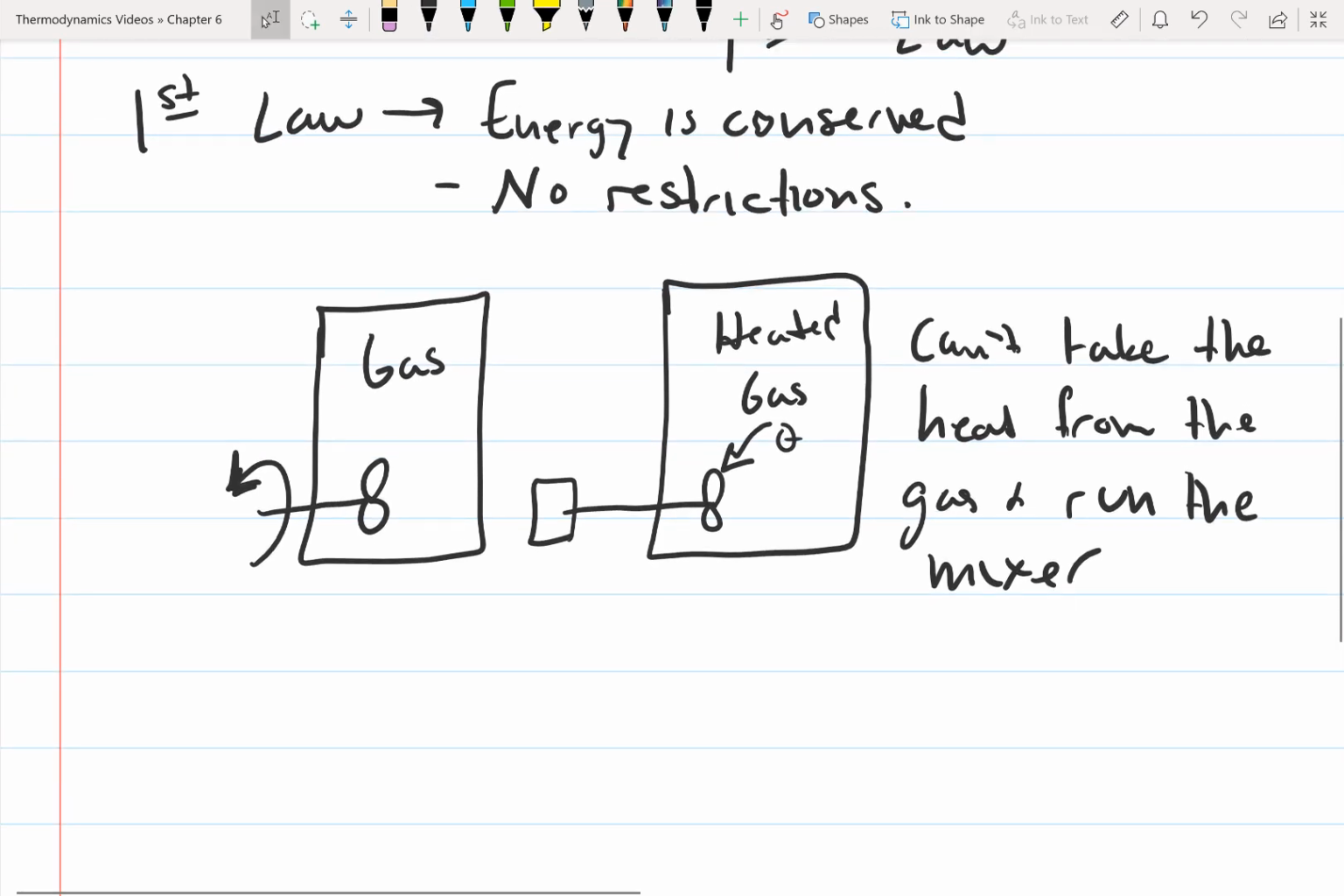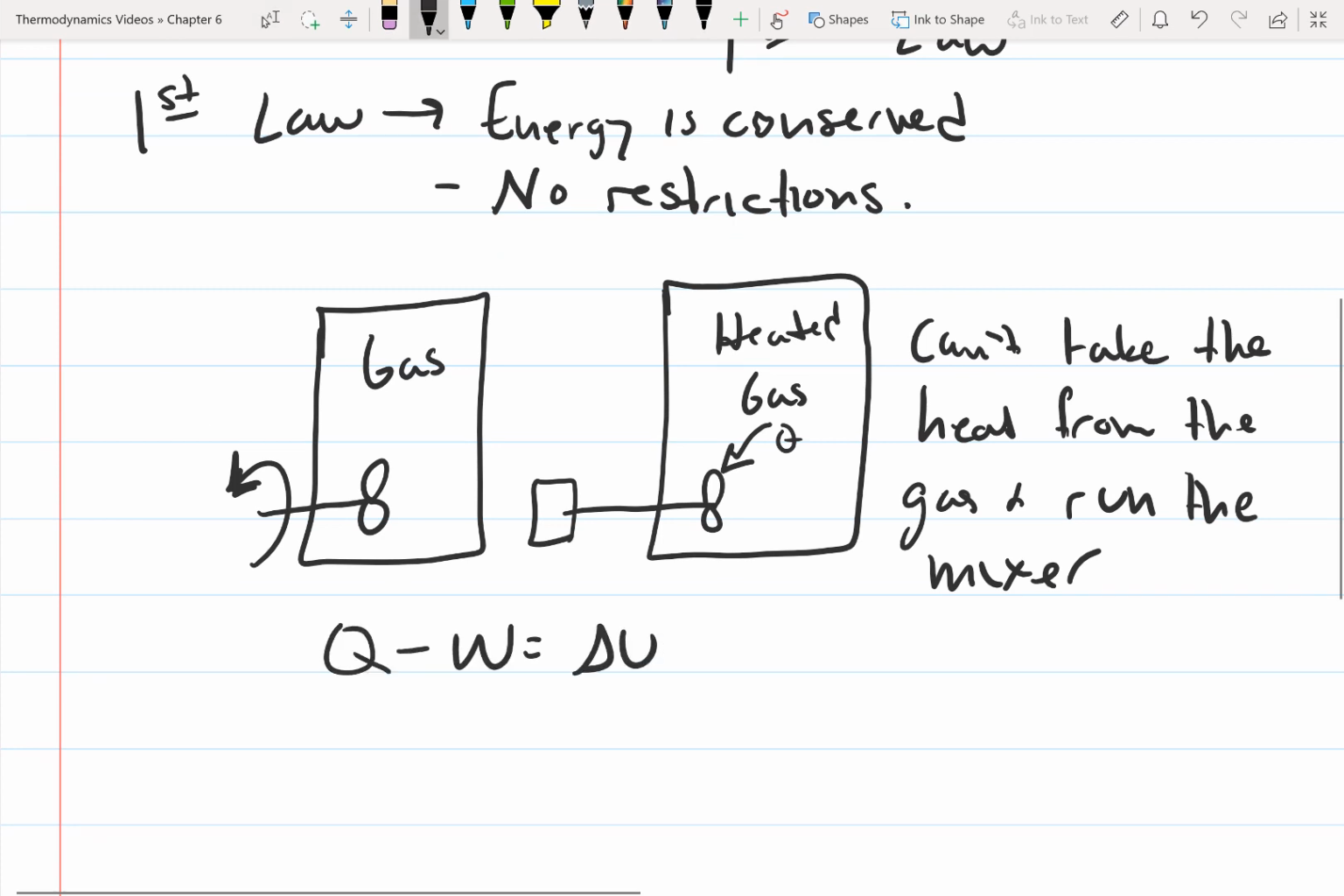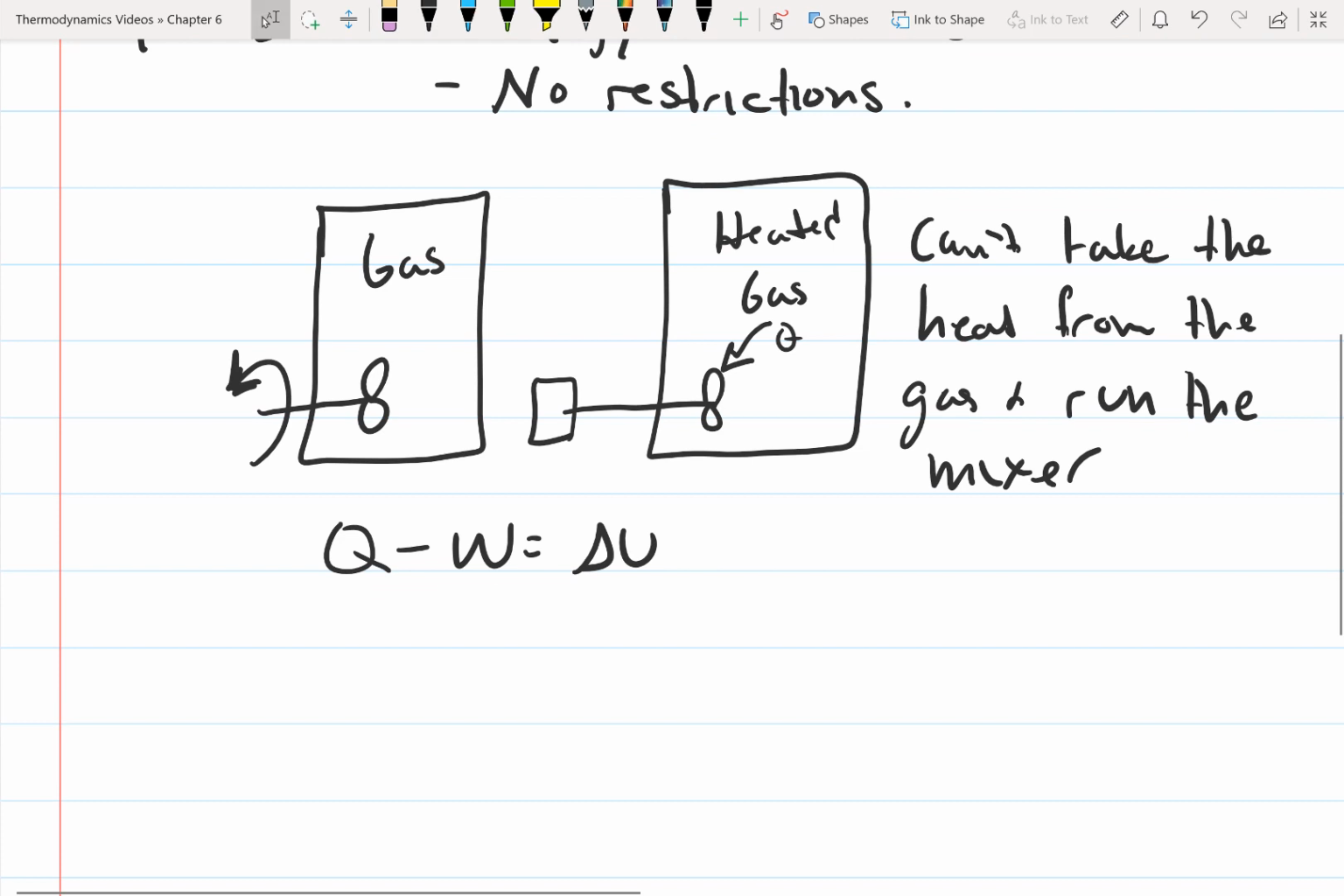But the problem is that the first law doesn't put any restrictions on that. If we look at the first law, we just have Q minus W is equal to delta U, assuming our potential and kinetic energies are zero. So according to the first law, it looks like we can convert the work into heat, or we could convert the heat into work, either way. The first law isn't putting any restriction on that process, even though we know it can't happen.